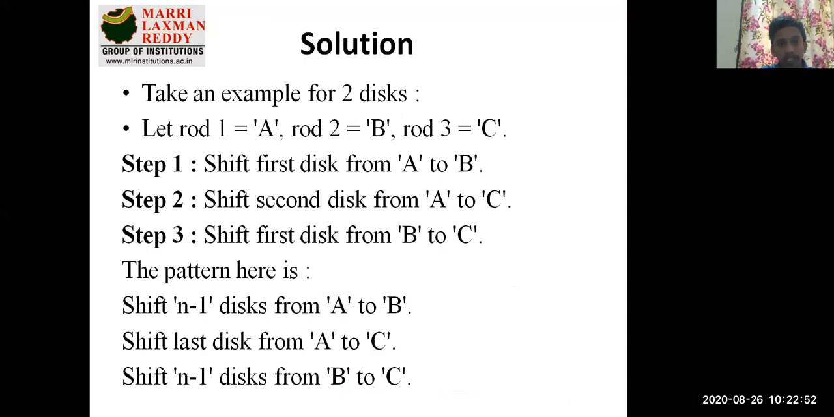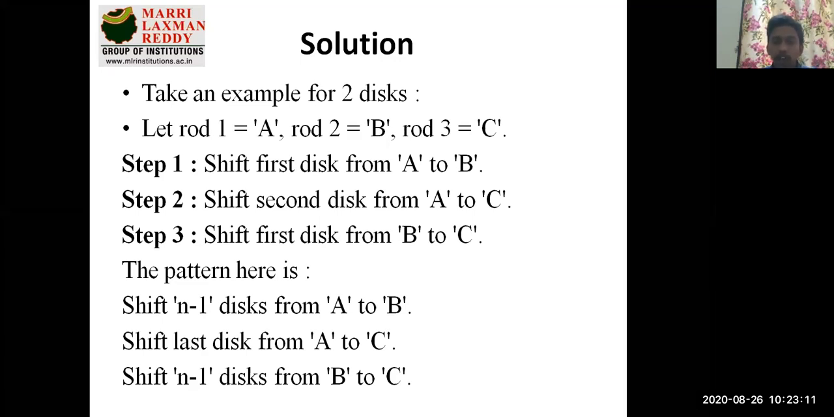Let's look at the solution. Suppose I take only 2 disks, what should the solution be? So I'll be having rod 1, 2, 3. As I said, you will be having three towers. Here rod means tower. The number of disks can be 2, 3 or 5, n number of disks can be available.